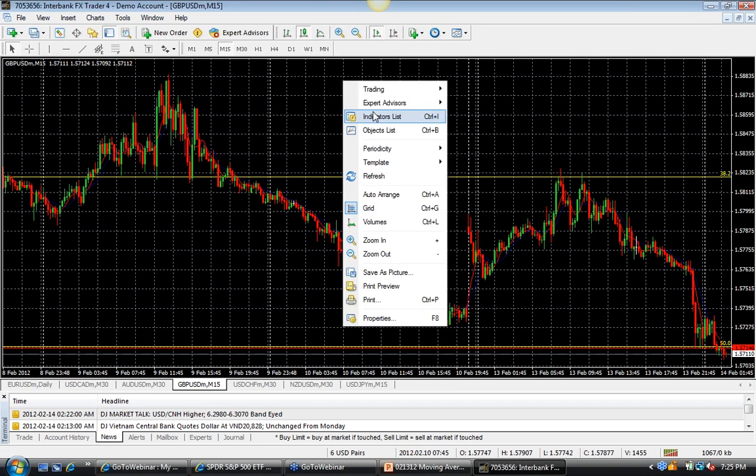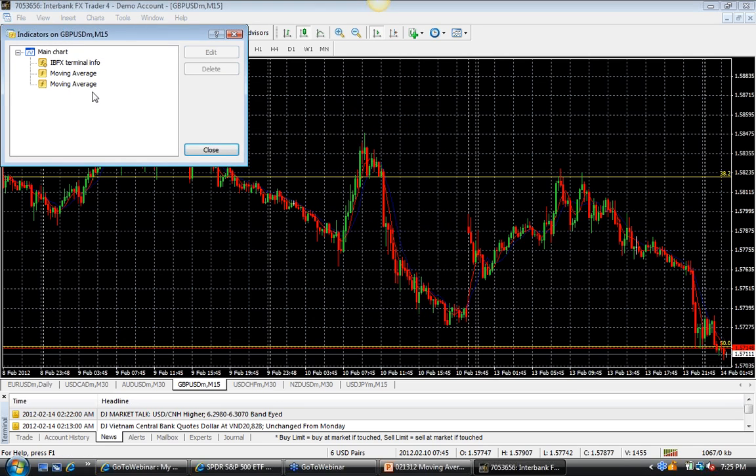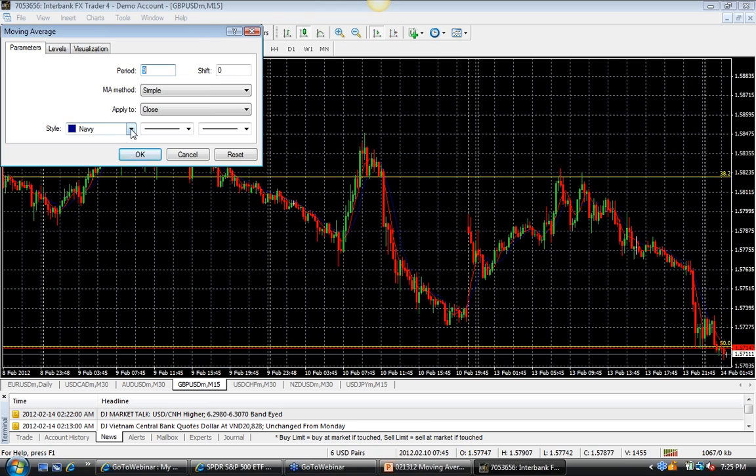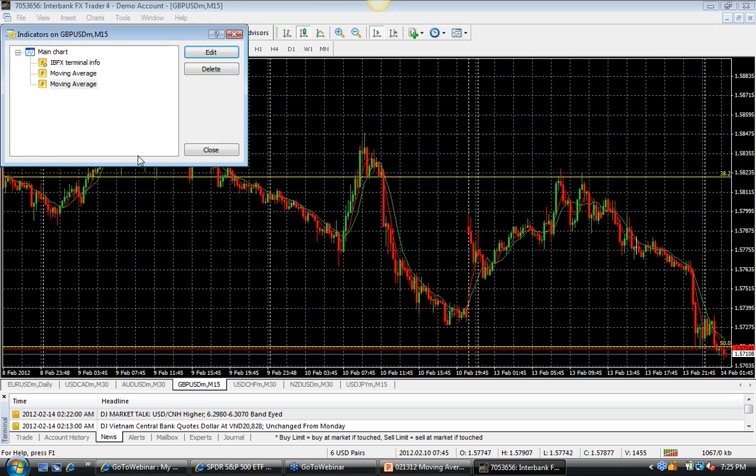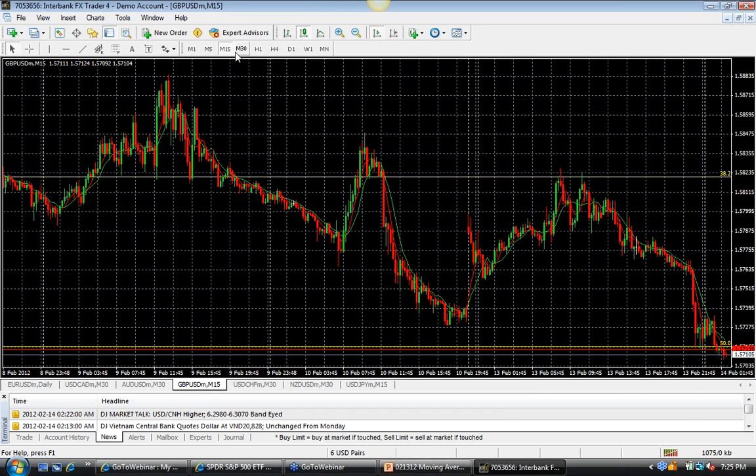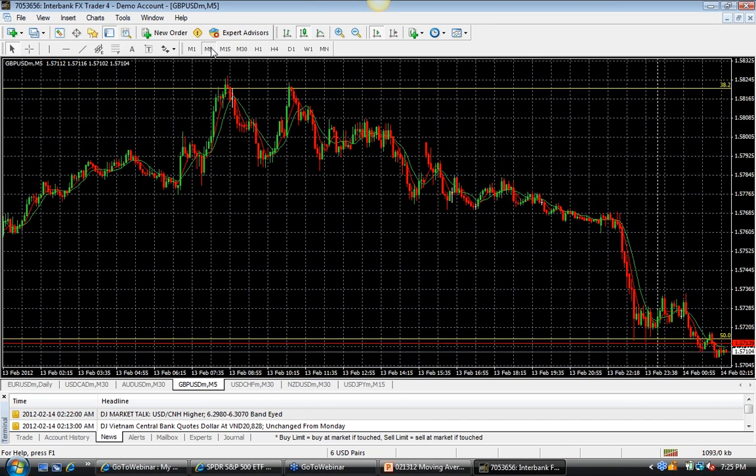And if I right-click and go to my indicators list, go to the bottom one and edit it. And navy, we were going to change that to lime green. Press OK. All right, so hopefully you guys can see that a little better. Again, it's a small time frame, so it's taking in data, so it's hard to see. I can move it down to a 5-minute chart, and you'll be able to see similar information.